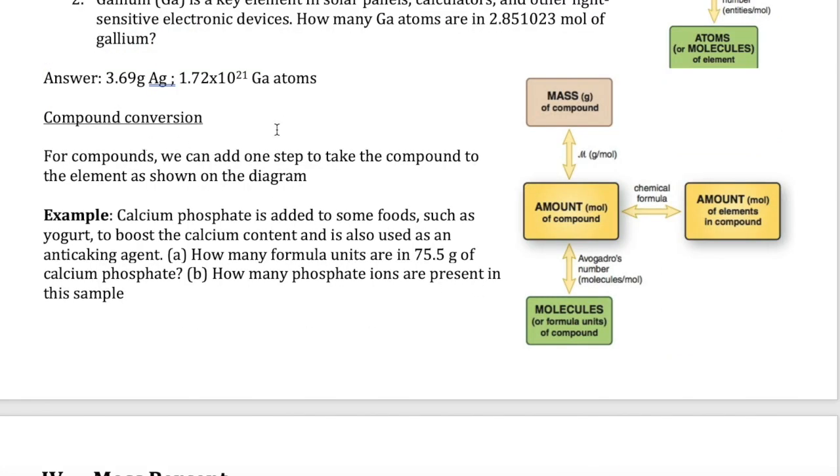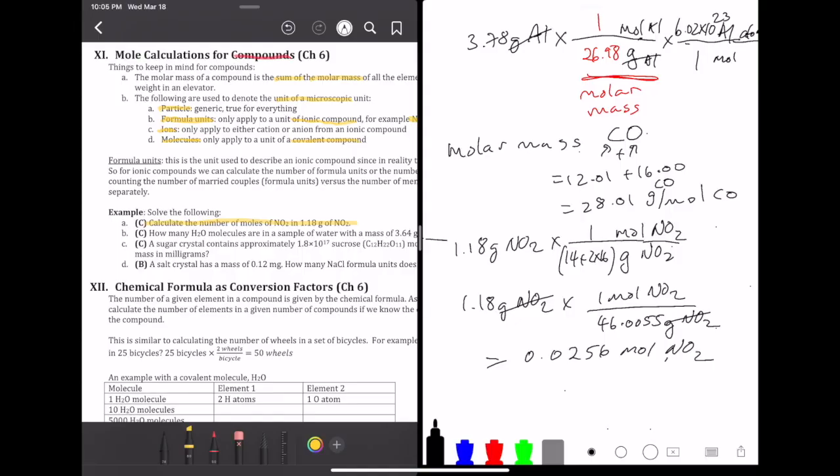If you're doing this for compounds, it's really the same thing, except that you have to calculate the molar mass of the compound itself. But once you have that, you can use it to convert between the mass and number of moles of the compound, and then you can still use Avogadro's number to convert from number of moles to the number of particles. Now, let me do one example.